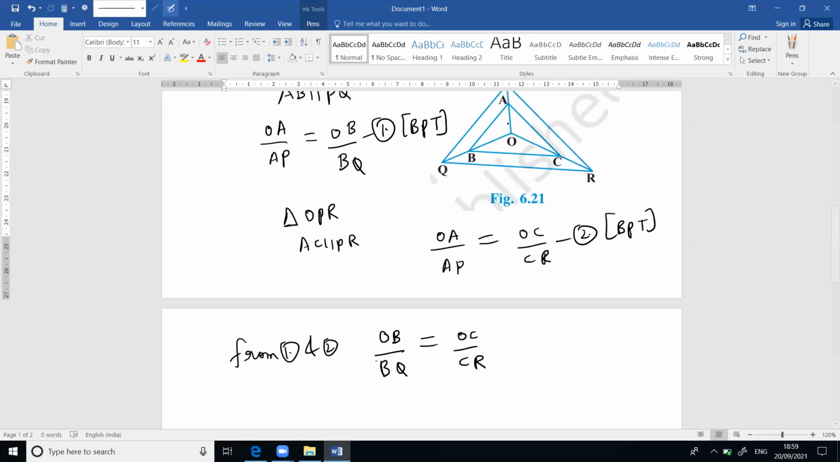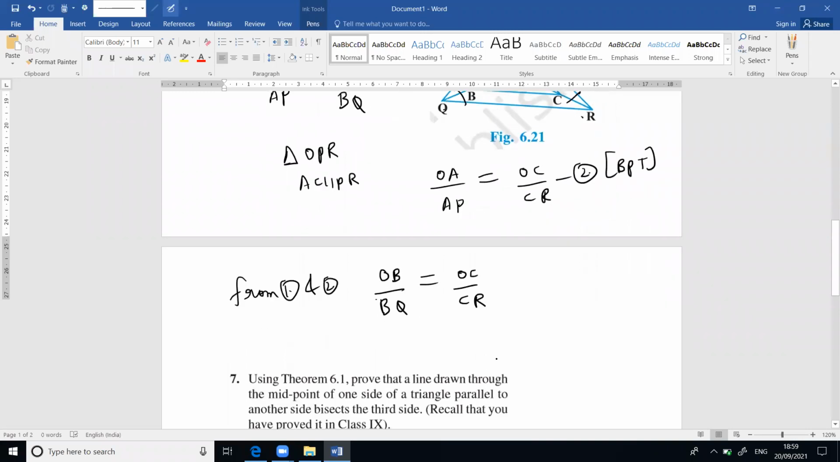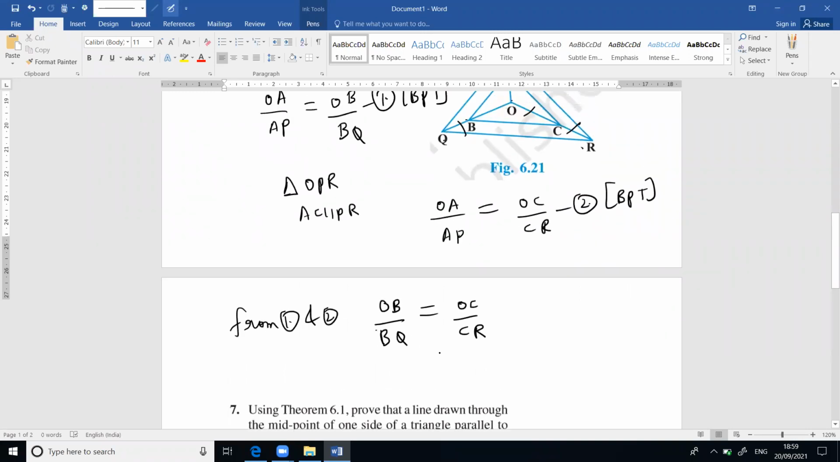Now you think that I am writing OB is to BQ is equal to OC upon CR. That means we are talking about the sides OQ and OR, which are two sides of the triangle OQR. That means these sides OQ and OR are divided in the same ratio. So, as per converse of basic proportionality theorem, BC is the side which is dividing OQ and OR in the same ratio. That means BC is parallel to QR as per converse of basic proportionality theorem.